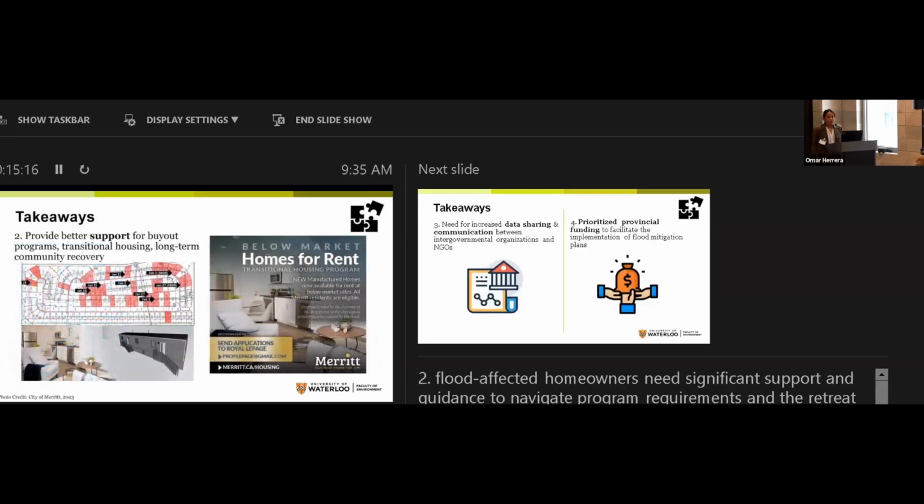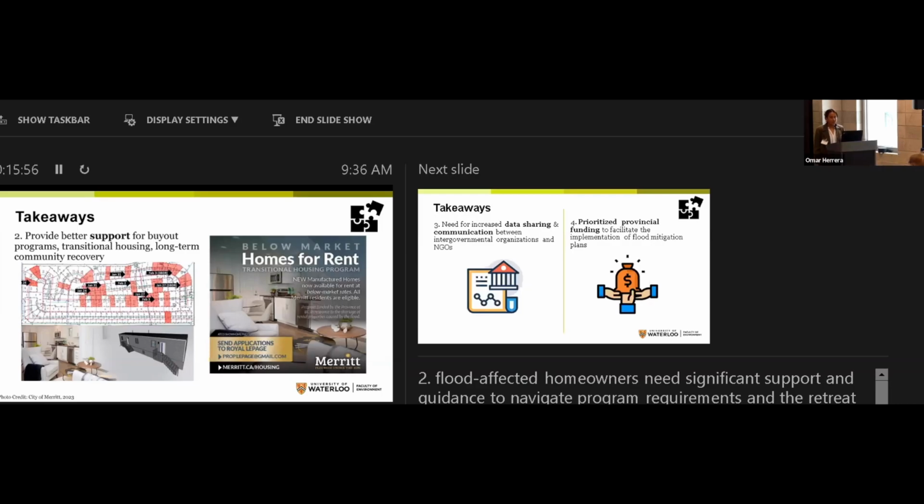We also saw that flood-affected homeowners needed significant support and guidance to navigate program requirements throughout the retreat process. Even throughout DFA, I think they were just highly unaware of how the application process went. So we recognized that provision of dedicated on-the-ground support staff was needed to walk them through some of these processes. We also noted that homeowners needed assistance finding temporary accommodation, because in a town that has a 0% vacancy rate pre-flood, it's just where are they going to go? And that was the biggest thing.